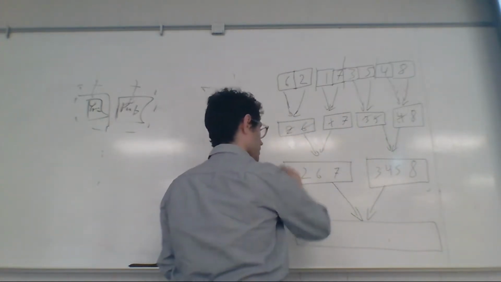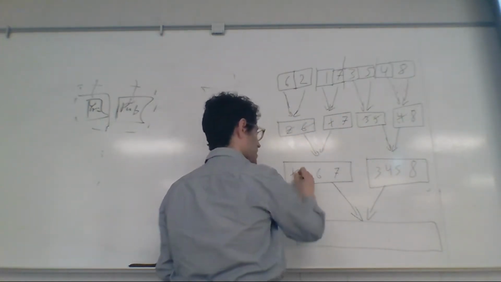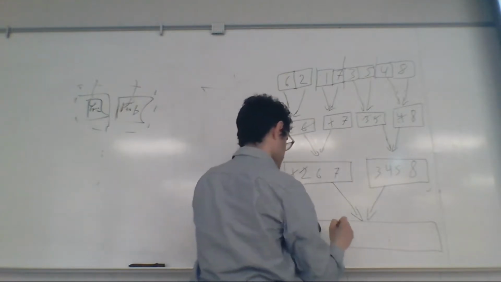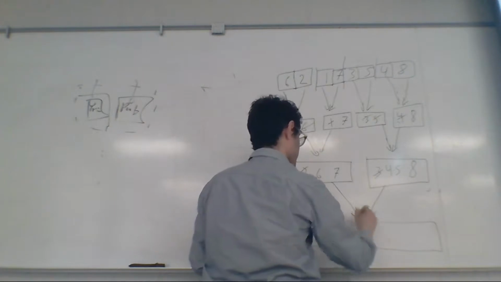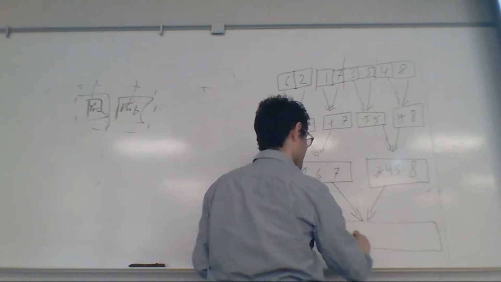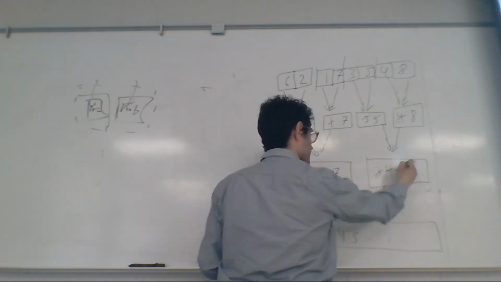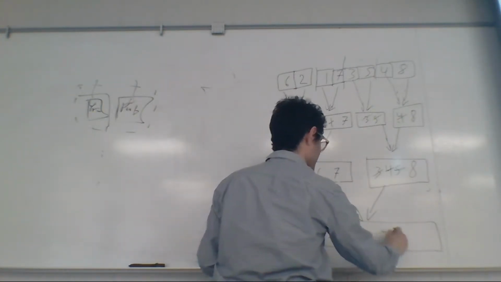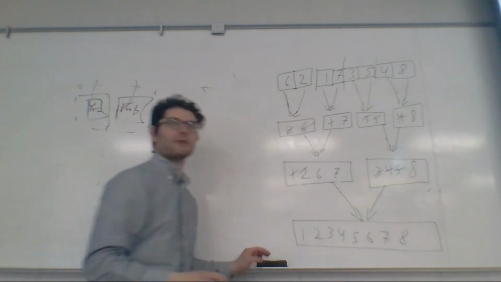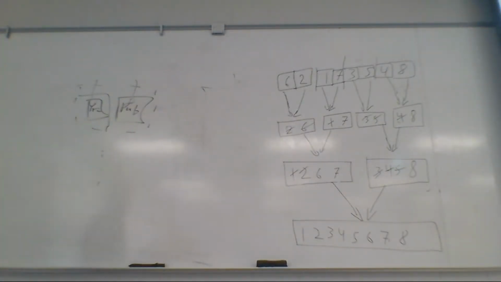Okay. 1 is less than 2. 1 is less than 3. 2 is less than 3. 3 is less than 6. 4 is less than 6. 5 is less than 6. So now we have 6, 7, and 8. 6 is less than 8. 7 is less than 8. And then 8 is less than left, so we copy it over. And so now the table's sorted. So now it's sorted.